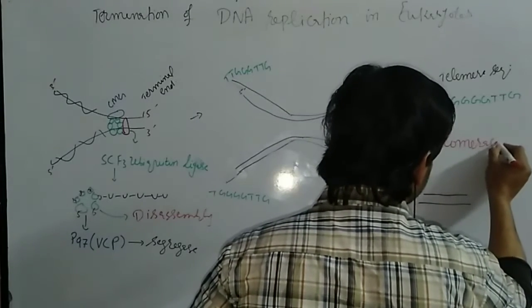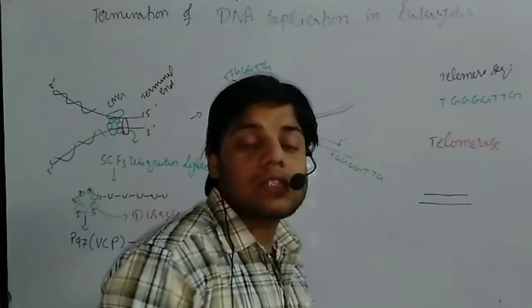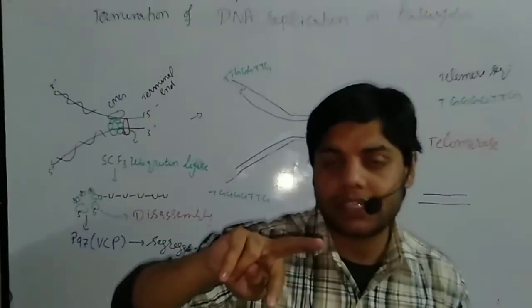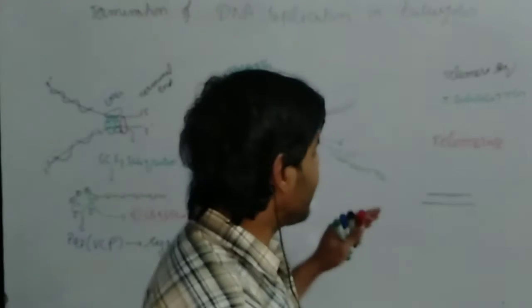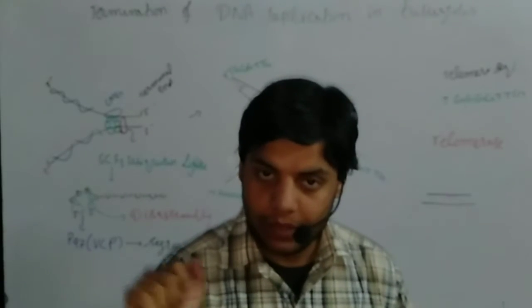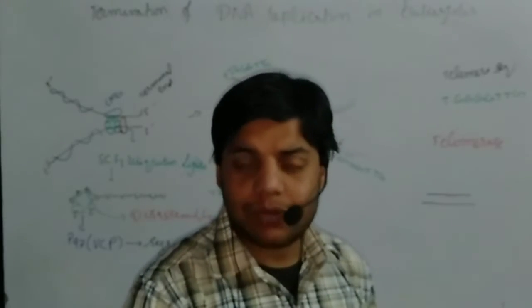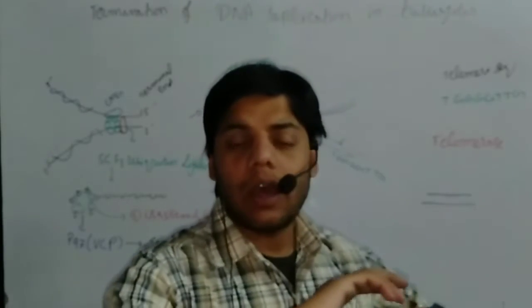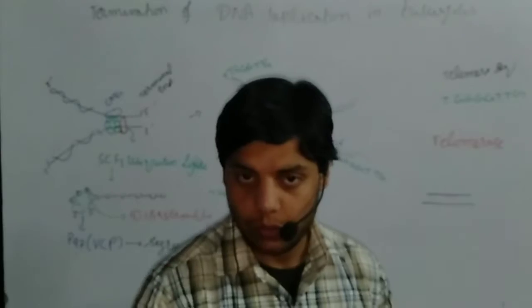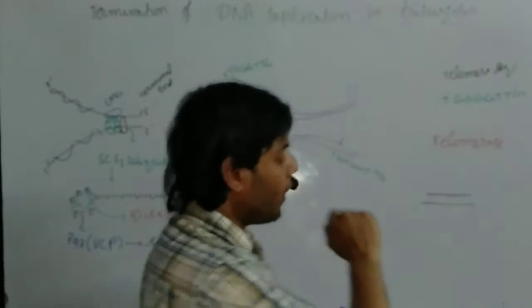Telomerase. Okay. Now this telomerase enzyme has two activities. One activity is that it can add the nucleotide, the polymerase activity. And the next activity is that it has catalytic activities also. So what actually happens?